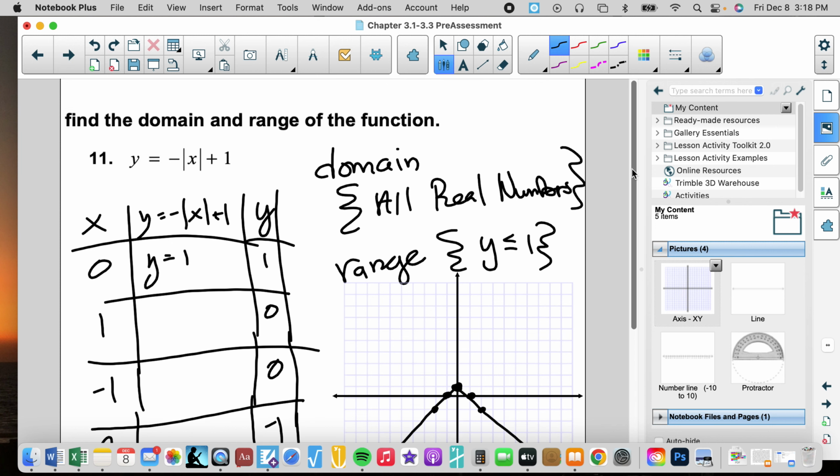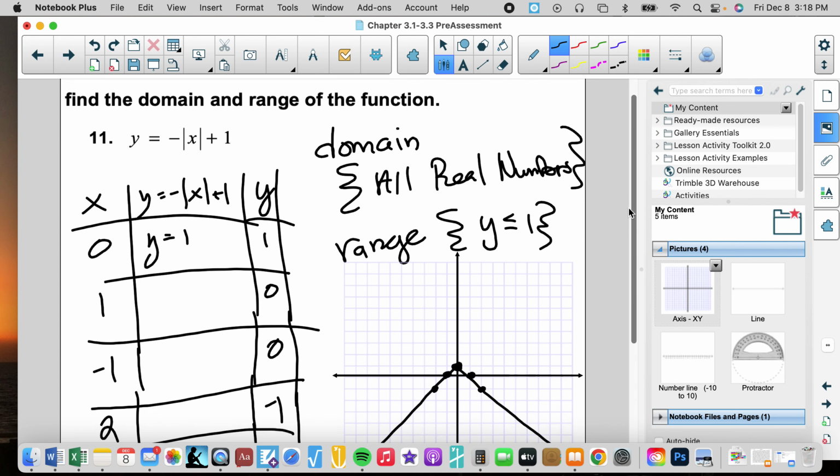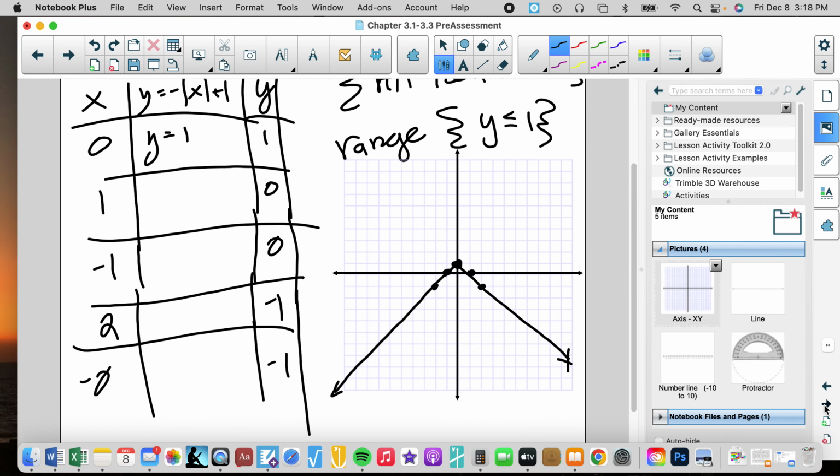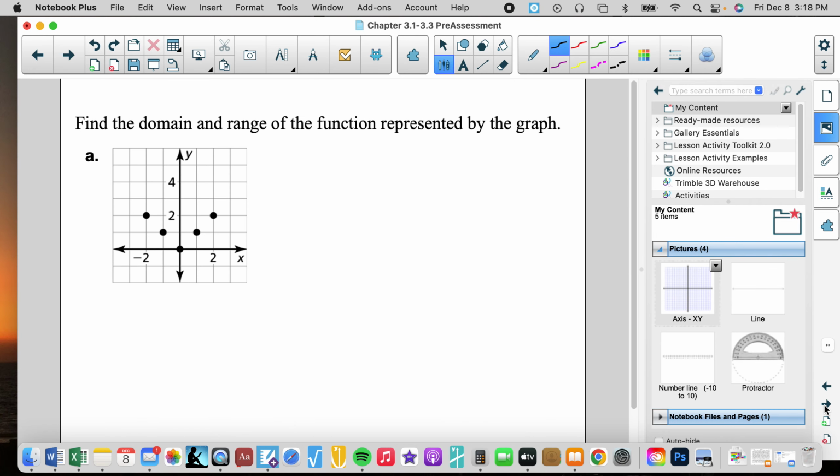Okay, so I think that's a question. Find the domain and range of the function. It's a good tricky one, knowing absolute values. This is so much easier.